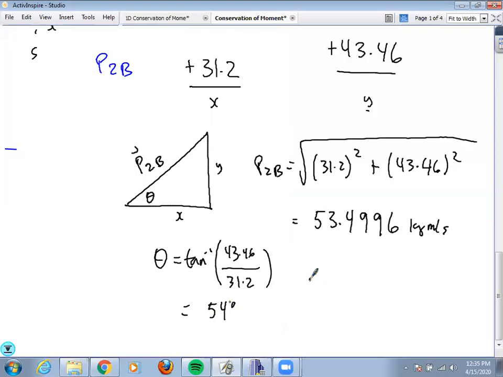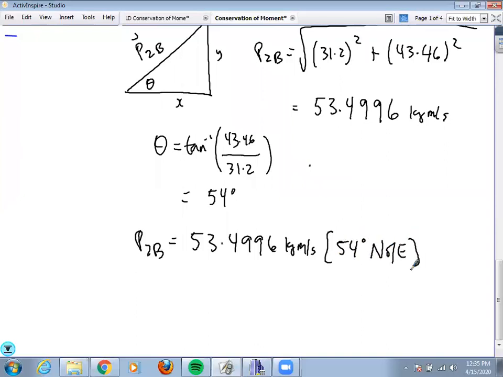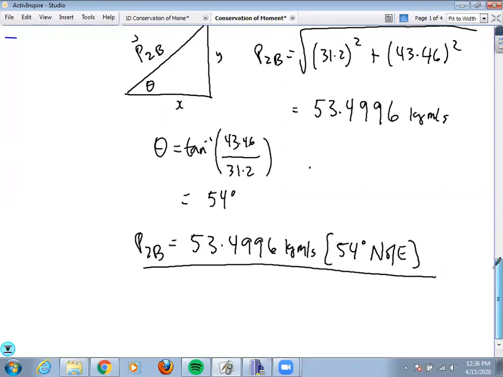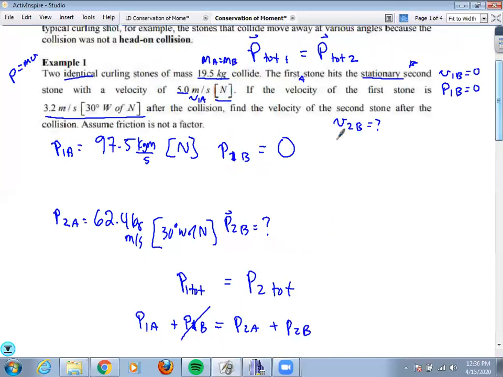So what we would care about then is our direction. P2B is 53.4996 kilogram meters per second, 54 degrees north of east, or east 54 degrees north. Now, a lot of students would be tempted to stop there. You certainly have done a lot of work, but the question is not asking for the final momentum of the second stone. It is asking for the final velocity of the second stone.